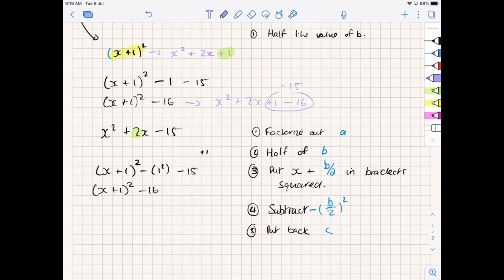Now, the power of this is that I can already tell the turning point of my parabola is going to be -1, -16, because the x coordinate of the turning point is the opposite sign of whatever's in the bracket, right? But when it comes to the y coordinate, it's the same as the term outside the bracket.